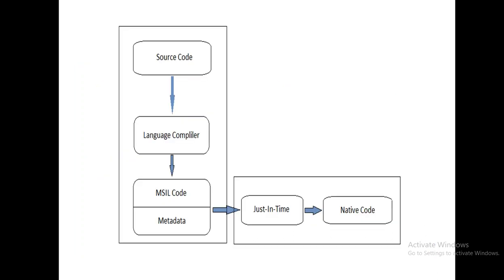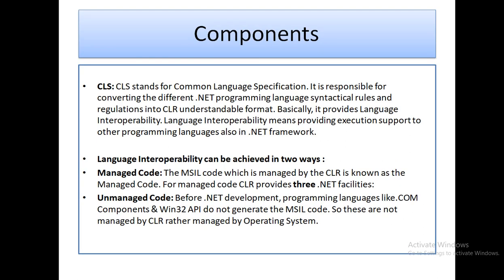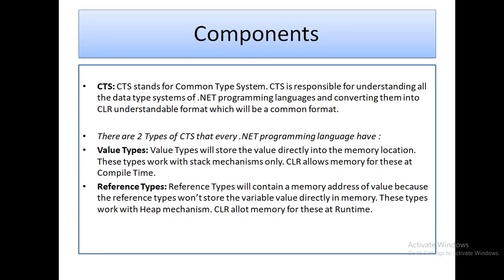So if you can see in the previous slide, here you can see this particular line called metadata, which includes all the types and the actual implementation of each function of the program. All the types is nothing but the CTS, common type system. The CTS actually helps with the types, and the actual implementation of each function is helped by the CLS, the common language specification.